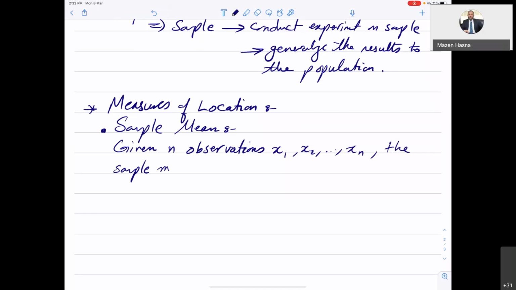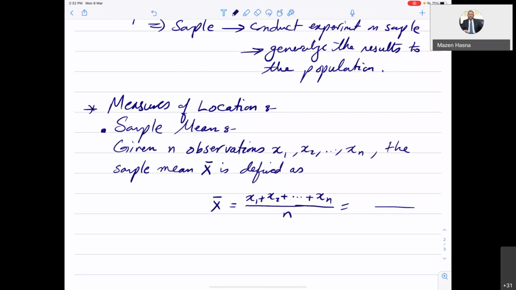Sample mean, x bar, is defined very simply as the average of the observations. Let me write it. X1 plus X2 plus Xn over n, which you can write as the summation from i equals 1 to n of Xi over n.